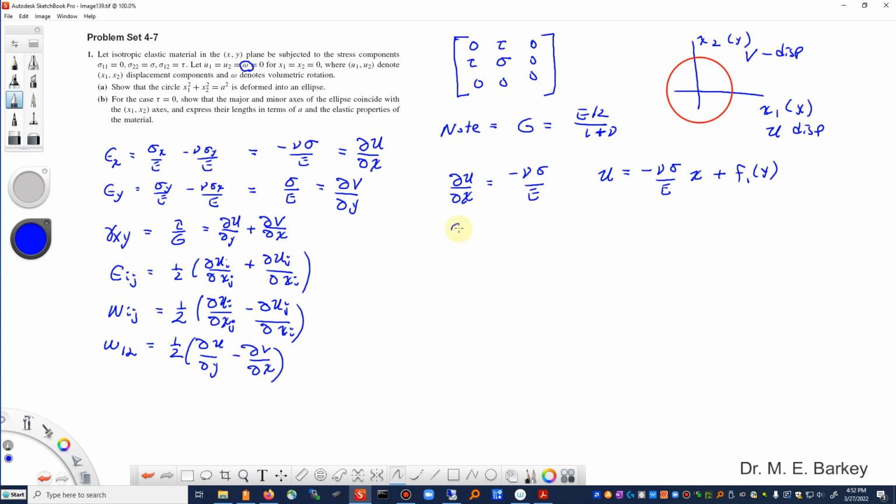All right, now we're going to take a look at the partial of v with respect to y, and that's equal to sigma over e, in which case we'll do the same thing, and we'll get v is equal to sigma over e times y and a second function of x. Now, since we're in a plane and our problem specifically stated we're looking at functions of x and y, we have not explicitly accounted for any z dimension in this arbitrary function.